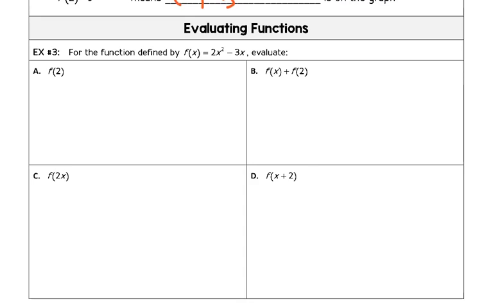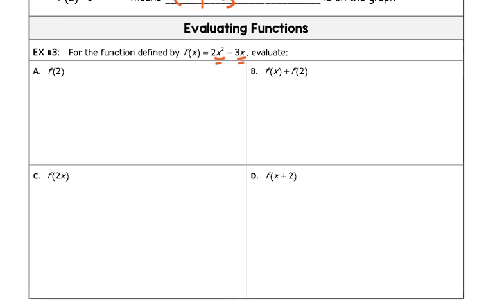But we're going to look at example number 3, and we're going to look at this function defined by f of x is equal to 2x squared minus 3x. And we're going to evaluate that function at different inputs, right? So we're going to look at, for example, letter A, we're going to evaluate the function f at the value 2 when x is 2. And now all that means is that wherever I see an x in my function, I'm going to replace that with a 2, and then I'm going to simplify and evaluate and come up with a final expression.